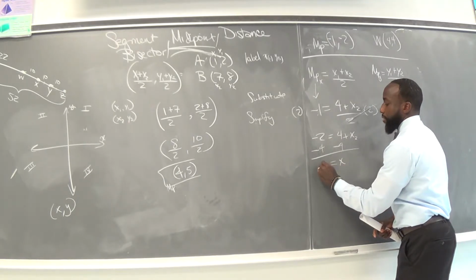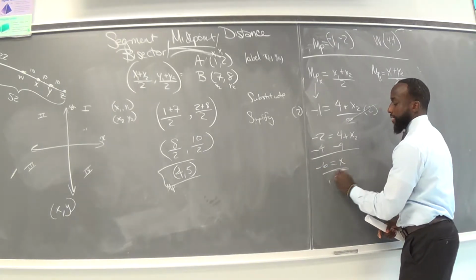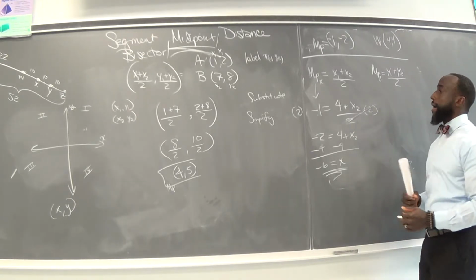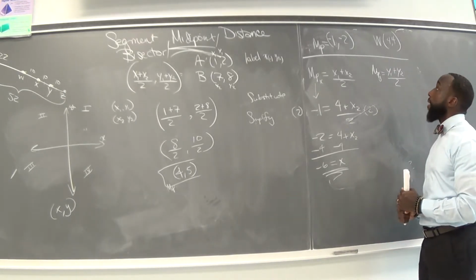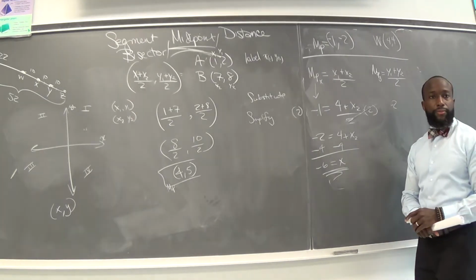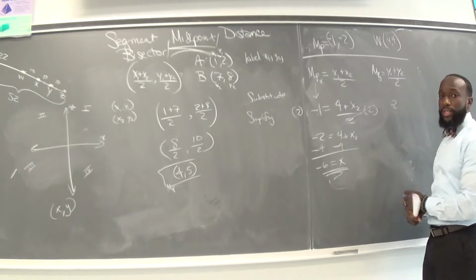X is going to equal -6. So that's the x value. Alright? We have to do the same thing with the y. So the y midpoint is -2.